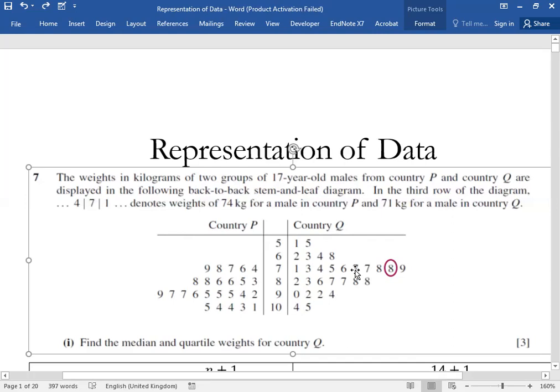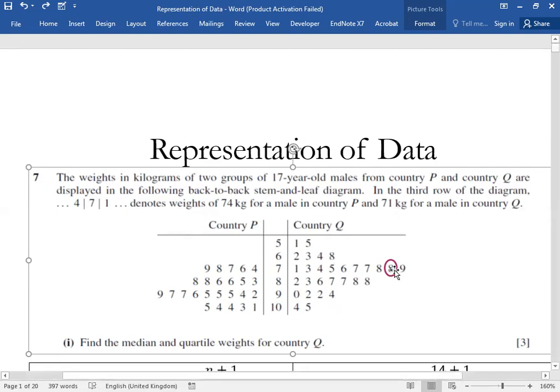14 plus 1 divided by 2, what will come? 7.5 is not a position. So what will we do? 7th position plus 8th position divided by 2. That will give me the lower quartile.